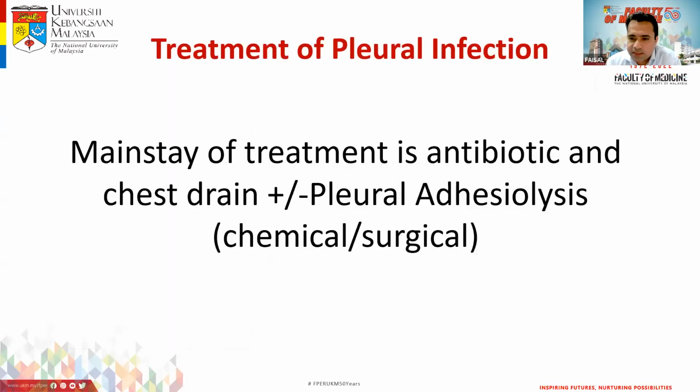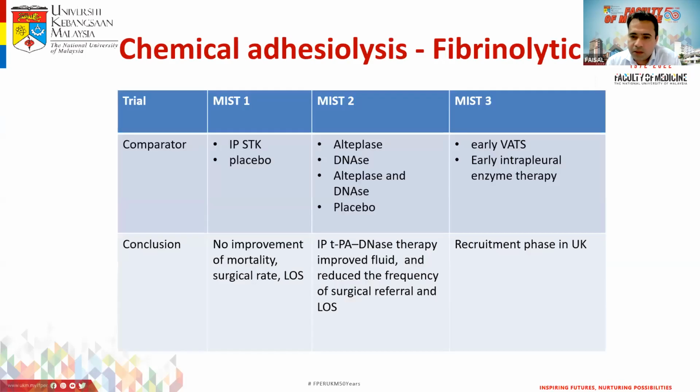So what I'm trying to say is that when you see a patient with empyema or pleural infection, you have to treat aggressively. The mainstay of treatment is antibiotics, chest drain, plus or minus adhesiolysis, whether chemical adhesiolysis by giving intrapleural fibrinolysis, or surgical adhesiolysis. Let's start with chemical adhesiolysis, which is basically fibrinolytic therapy. There are two main landmark papers, MIST 1 and MIST 2, and now there is MIST 3.